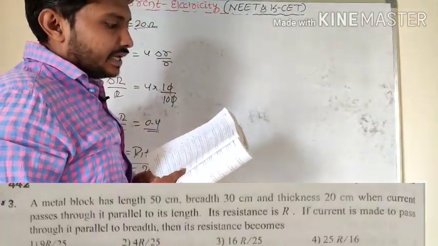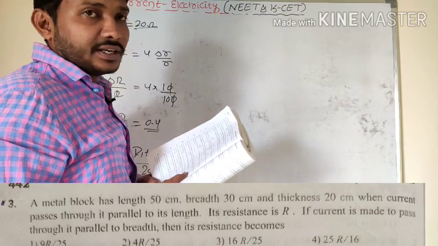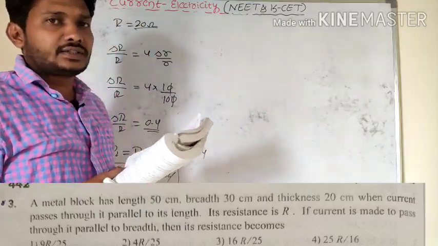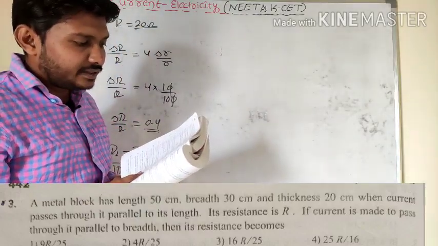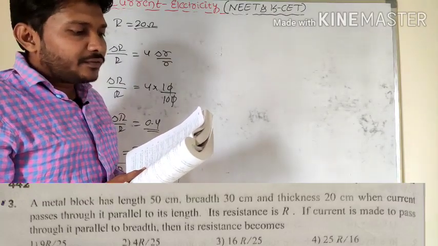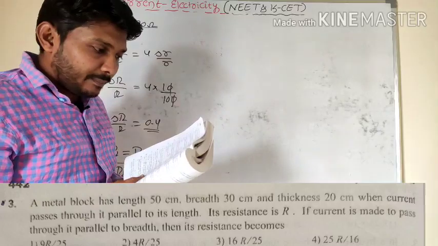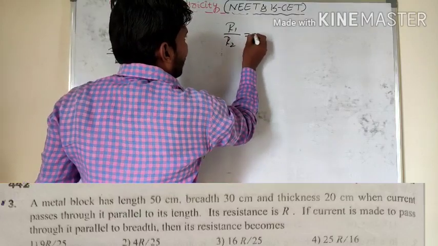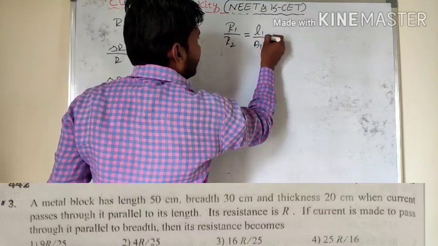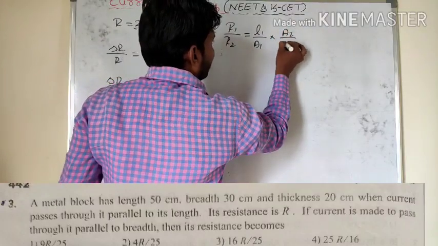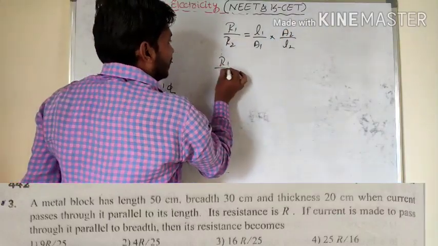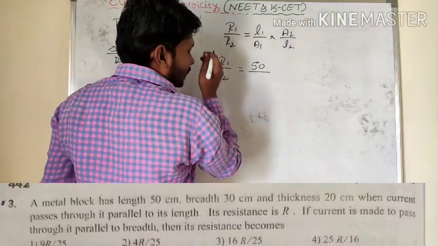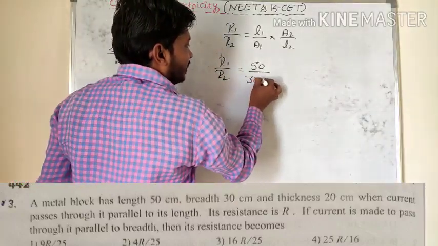A metal block has length 50 centimeter, breadth 30 centimeter and thickness 20 centimeter. When current is passed parallel to its length, its resistance becomes R. If current is made to pass parallel to the breadth, then what is its resistance? Resistance R1 by R2 is L1 by A1 divided by L2 by A2. In the first situation, the current passes parallel to the length, which is 50, and the area is breadth and thickness, 30 into 20.